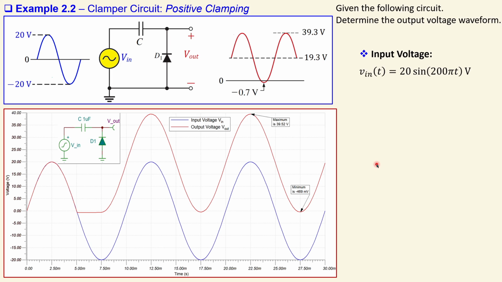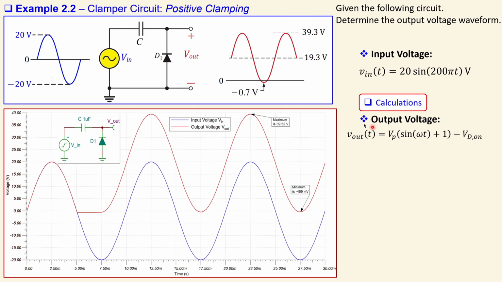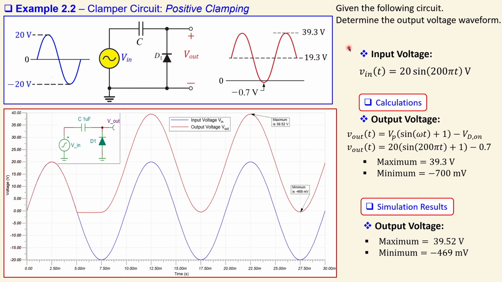Again, looking at the input voltage, this is the input voltage, and the calculations said that we have an output voltage which is given by this expression mathematically. If we now substitute the values here, you will have 20 times the sine of 200 pi t plus 1 in parentheses minus 0.7 for the VD on. Now that will result in a maximum and minimum value, and the simulation results are this. So again, not that much difference. So it is approximately here 220 millivolts, and approximately here maybe 230. So you can see they're exactly the same differences. So that's actually also the reason why we are lifted a little bit more up than we have expected.